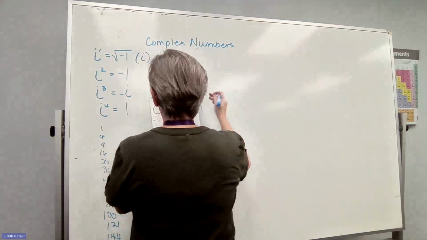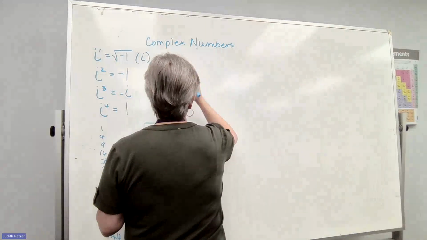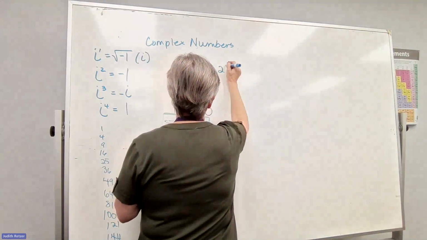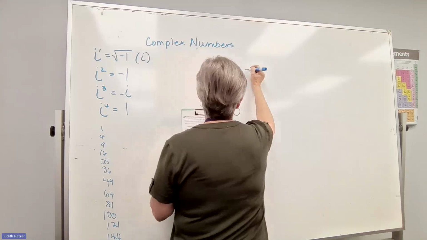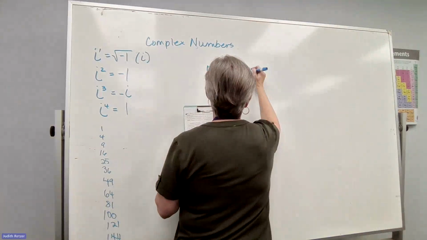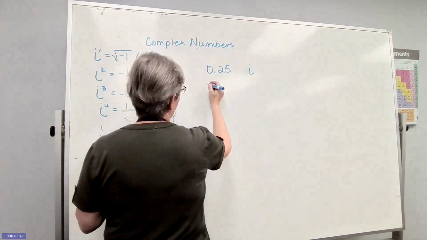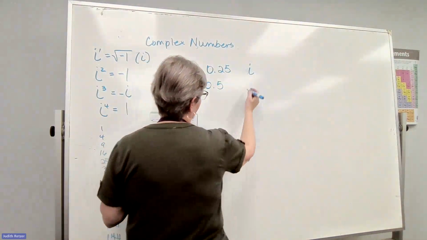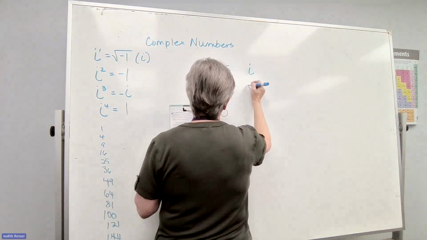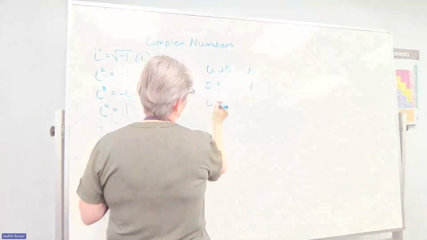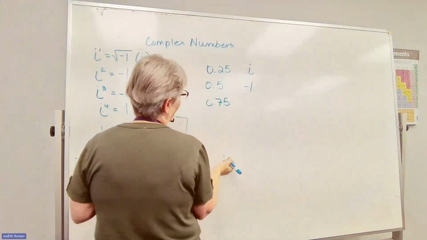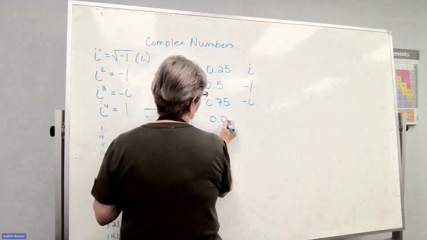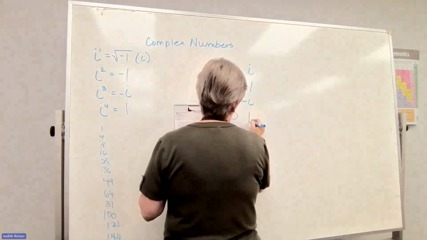So if you divide that power number by 4, and it ends in 0.25, that will give you i itself. If you do the division by 4 and you get 0.5 as an answer, that will give you -1. If you do the division and you get 0.75, that will give you a negative i. If you get 0.0, that will give you a positive 1.